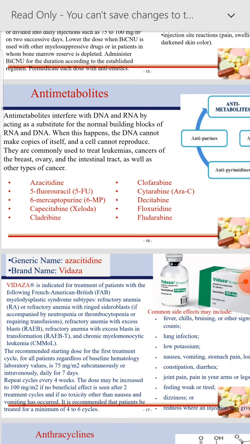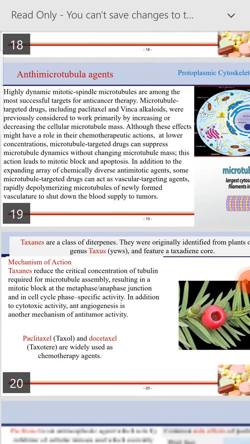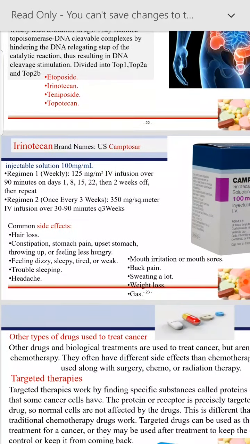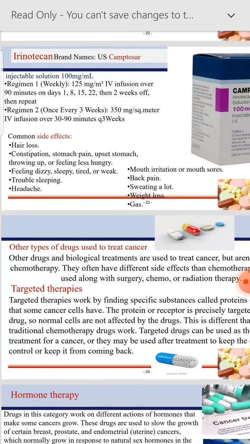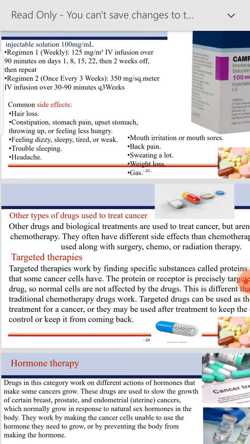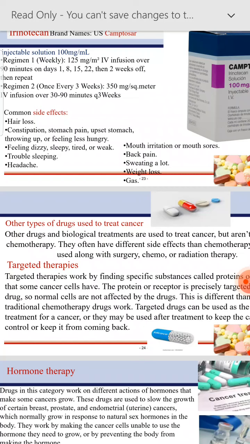6-mercaptopurine, and cladribine. And so also let's talk about other types of drugs used to treat cancer. Other drugs and biological treatments are used to treat cancer but aren't considered chemotherapy. They often have different side effects than chemotherapy. Many are used along with surgery, chemo, or radiation therapy.